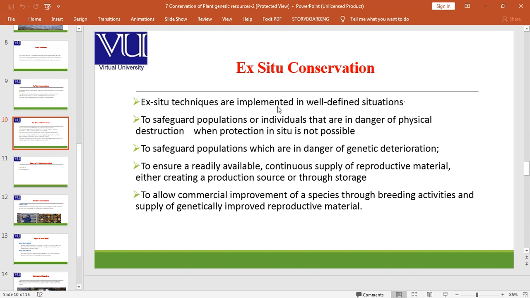Ex situ techniques are implemented in well defined situations to safeguard populations or individuals that are in danger of physical destruction when protection in situ is not possible, to safeguard populations which are in danger of genetic deterioration, to ensure a readily available continuous supply of reproductive material, either creating a production source through storage, and to allow a commercial improvement of a species through breeding activities and supply of genetically improved reproductive materials.